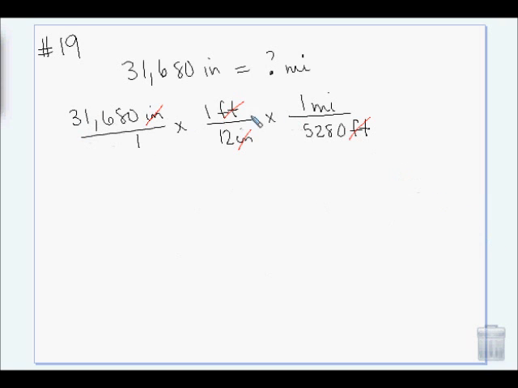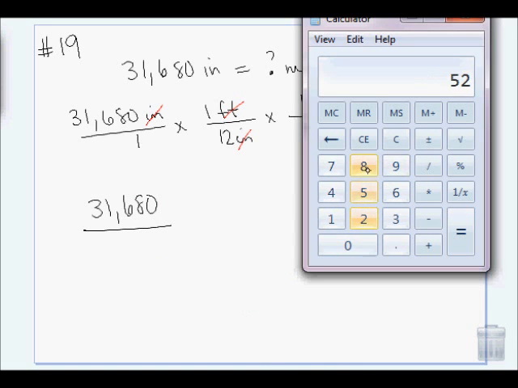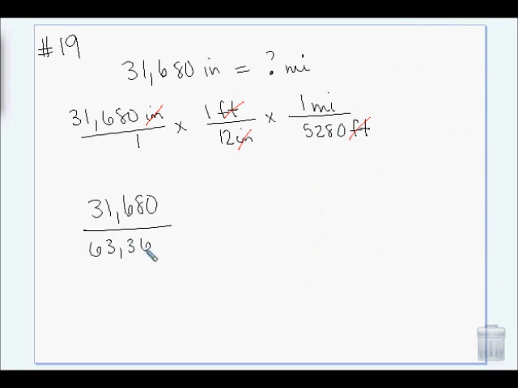So I've got 31,680 times 1 times 1. That's easy. There we go. Okay, and that's miles, right? Because everything else canceled. Now I'm going to divide this.